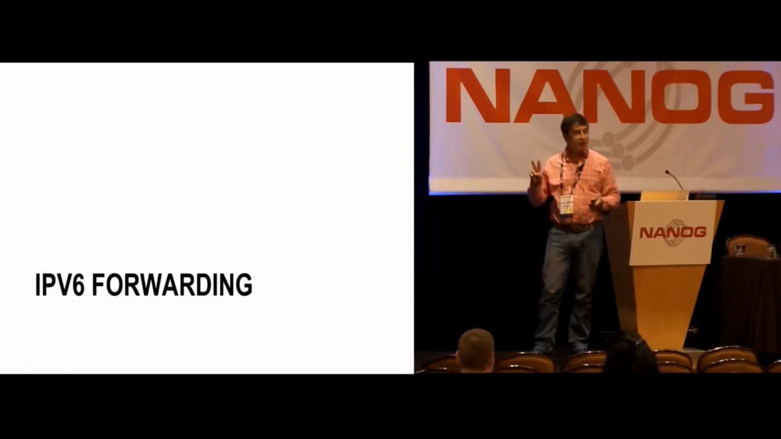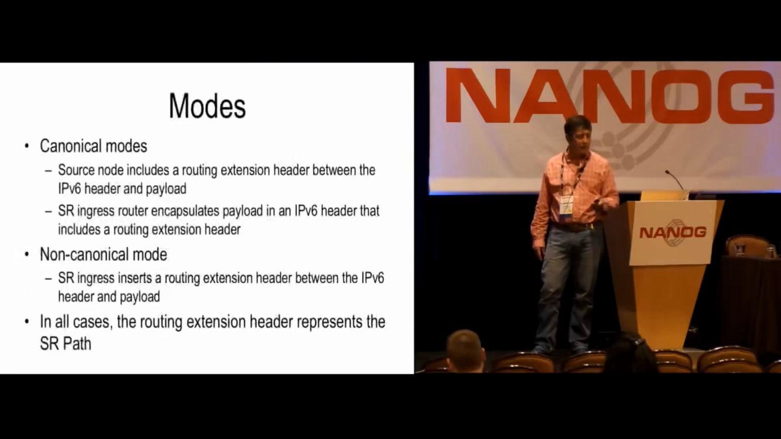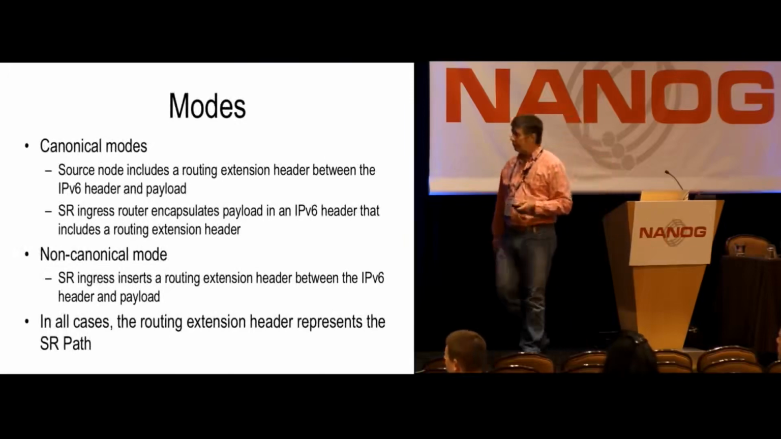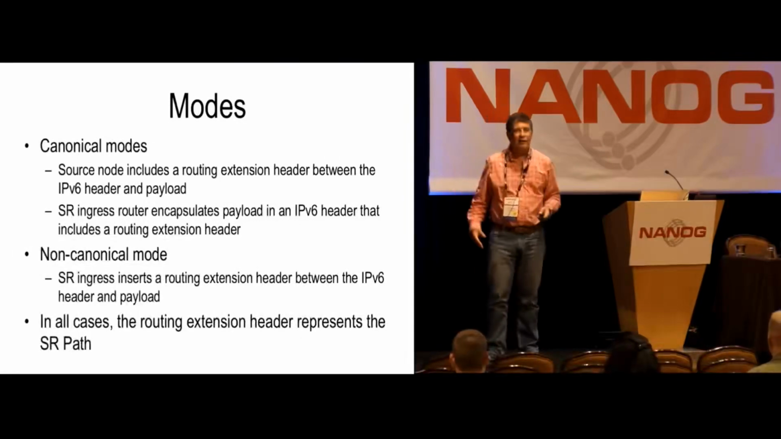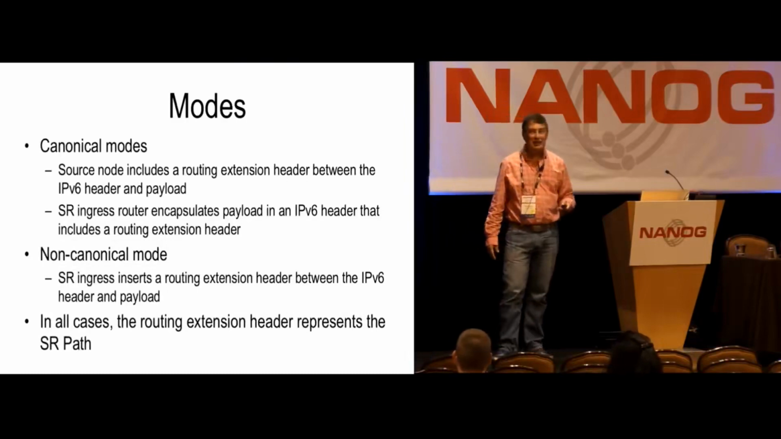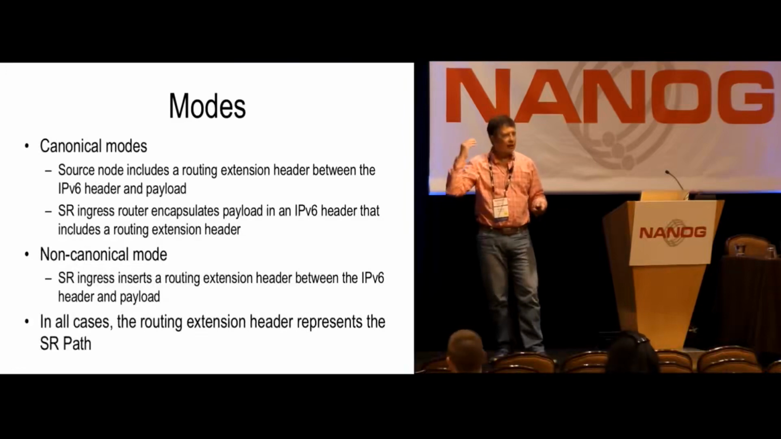Well, there's another encapsulation, IPv6. And let's talk about how that works for a minute. Well, it has a canonical mode. And in the canonical mode, there are two ways it can work. First is the packet that originates the node, originates the packet is also the SR ingress. So it just puts a routing extension header in the packet. It includes it when it formats it in the first place.